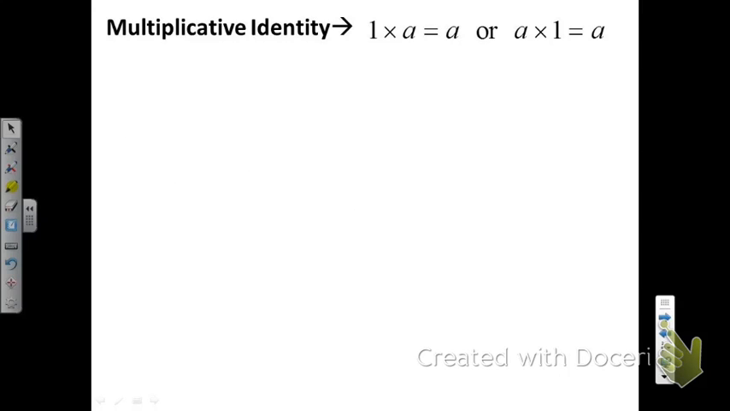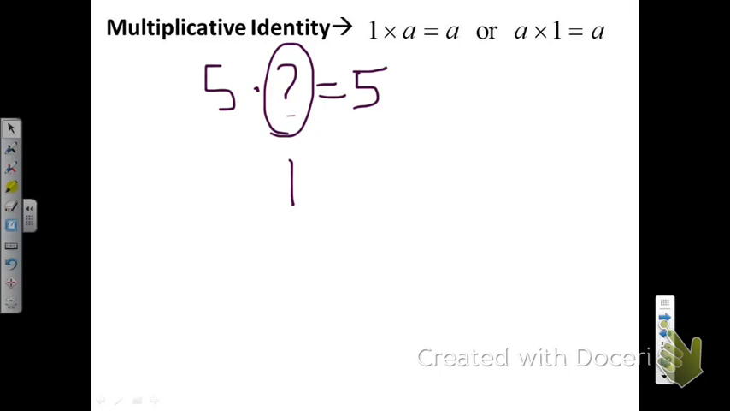I went over the multiplicative identity property. It says that pretty much if you multiply anything by 1, you will get itself. So I said, what do we multiply by 5? So 5 times what will give us 5? Now that what has to be 1. 1 is what's known as the multiplicative identity.